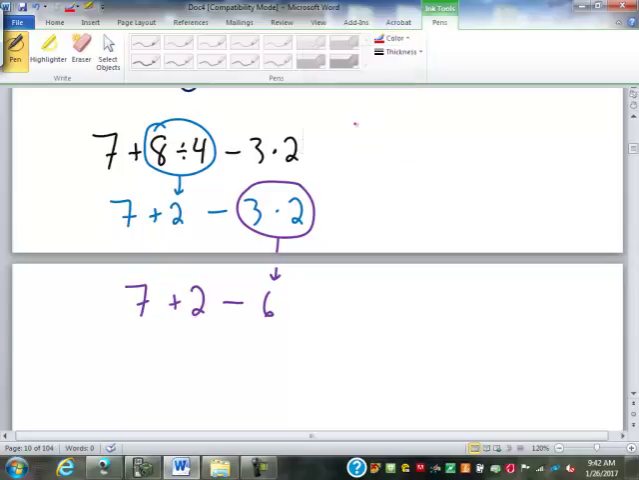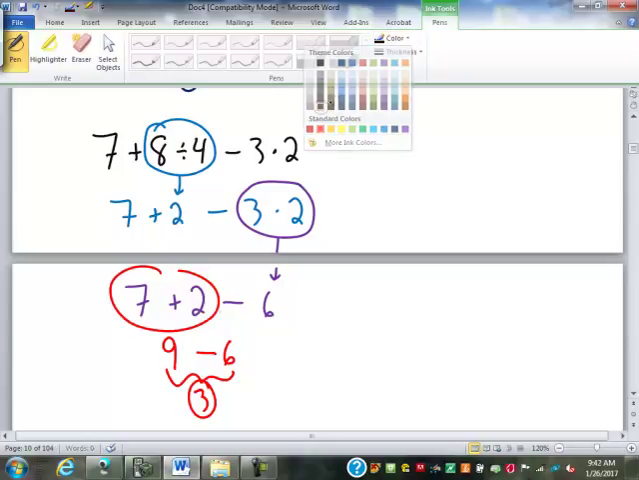Now all that we have left is addition and subtraction, so we're going to work left to right. 7 plus 2 is 9. 9 minus 6 is 3. How many of you had 3? Good. Let's take it up a step.